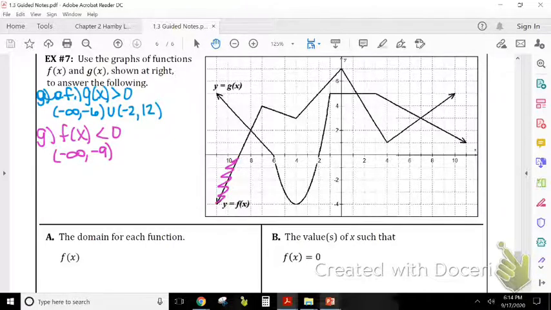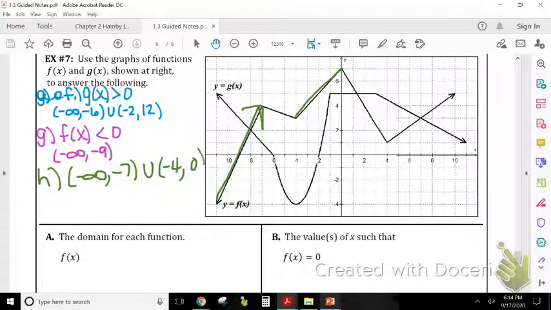H wants to know the values of x such that f of x increases. Remember, increases means it's going up. So I'm going to look for where f of x is going up as I read it from left to right. So I can see it's going up right here. So that would be, what, negative infinity to, what's that, -7. Then it goes down, then it goes back up right here. So from -4 to x is 0. Then it goes down and it goes back up here from where x is +4 to positive infinity.